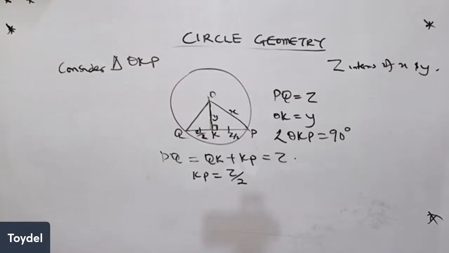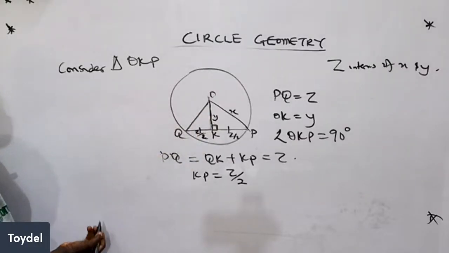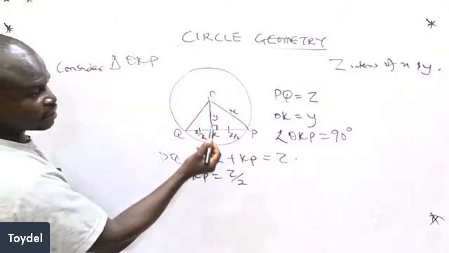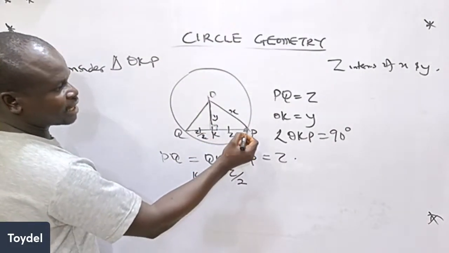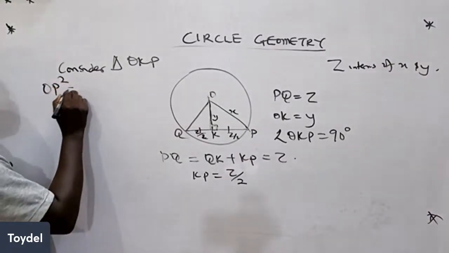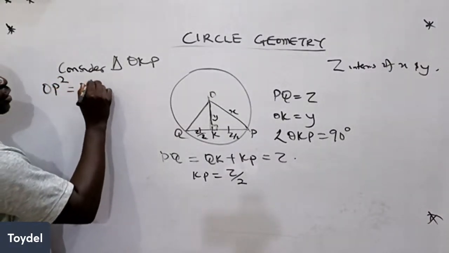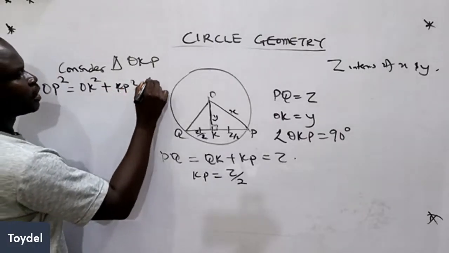So what can you say about that triangle? That triangle is a right angle triangle. And if this is a right angle triangle, we are going to apply Pythagoras theorem. Pythagoras theorem says that this is the angle, this is 90 degrees. The longest side here is OP. So we say OP squared is equal to OK squared plus KP squared.